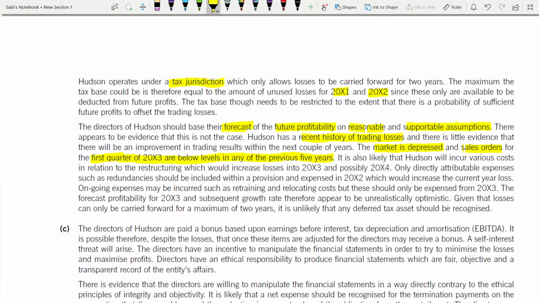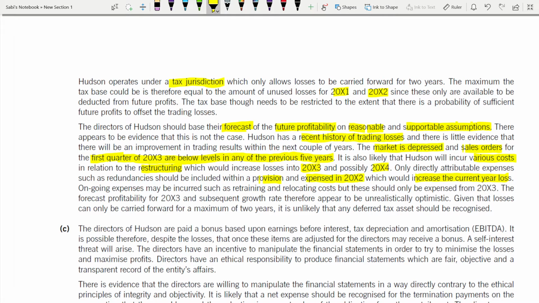It is also likely that Huston will incur various costs in relation to restructuring, which would increase losses into 2003 and possibly 2004. Remember the restructuring cost? For restructuring costs, they are going through that. Various other costs also will come, which will be recognized in 2003, possibly 2004 also. So it will increase the loss further. Only directly attributable expenses such as redundancy should be included within a provision, an expense in 2002, which would increase the current year loss. Exactly. So this provision and expense in 2002 will increase the current year loss.